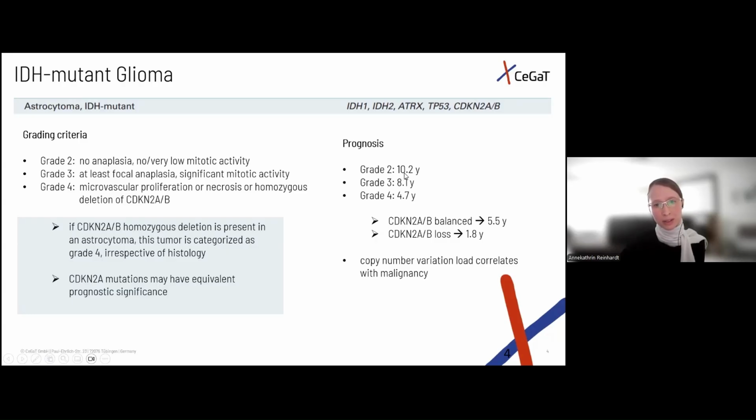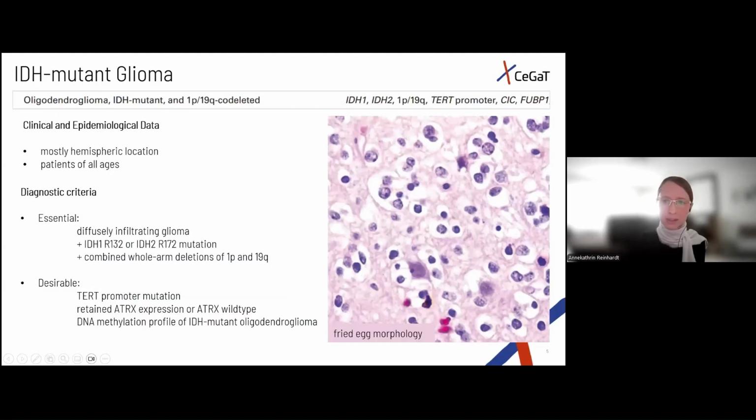Grade 2 tumors have an overall survival of approximately 10 years, grade 3, 8.1 years, and grade 4, 4.7 years. And here the CDKN2A status is very important, because if they have a balanced CDKN2A, even if they are grade 4, they survive approximately 5.5 years. If they have a CDKN2A loss or otherwise biallelic inactivation, you see that the survival drops. So that's why CDKN2A-B status is relevant in these astrocytomas.